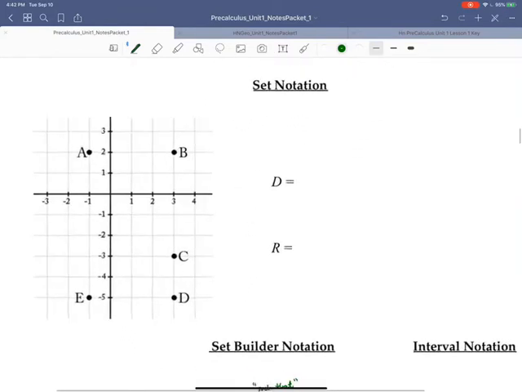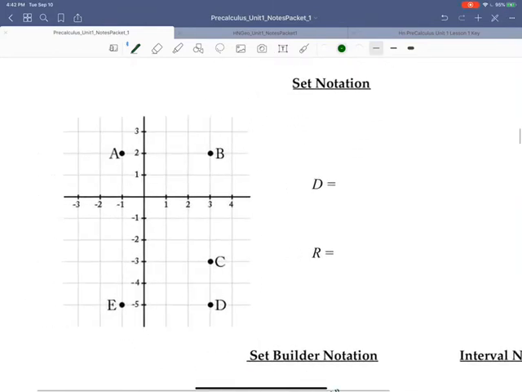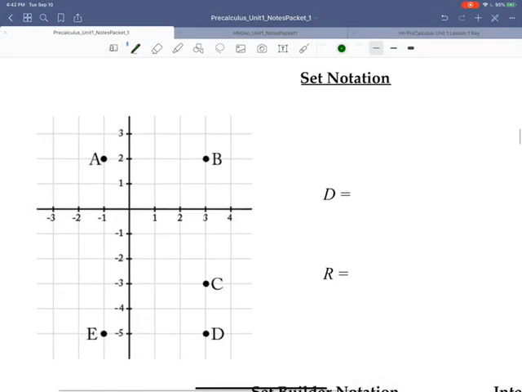Now we're going to learn set notation and use set notation to write the domain and range for this set of ordered pairs. So if we look at this set of ordered pairs, the domain is just going to be all of the x values that we see, and the range is going to be all the y values that we see, and we're just going to list them.